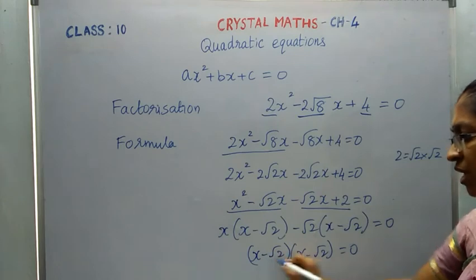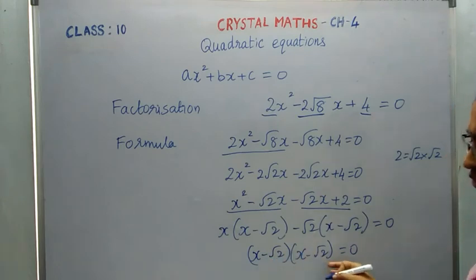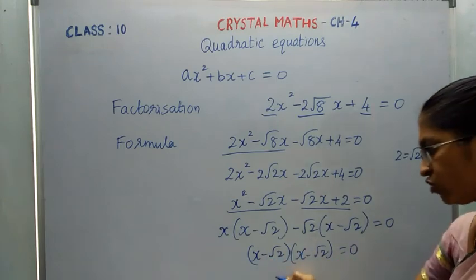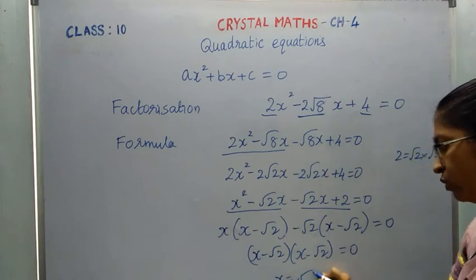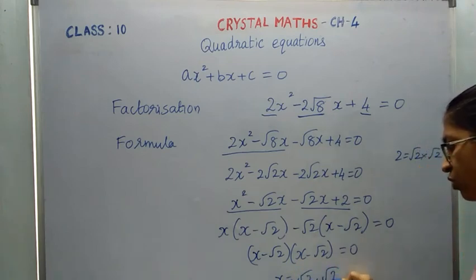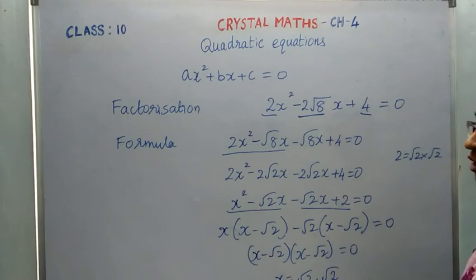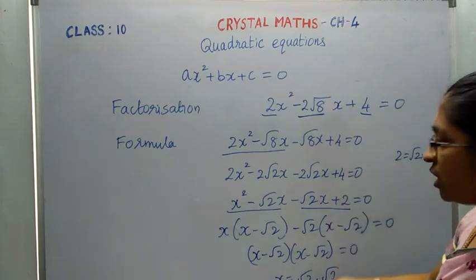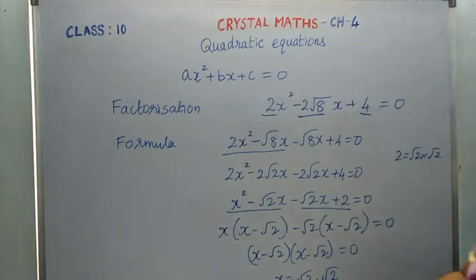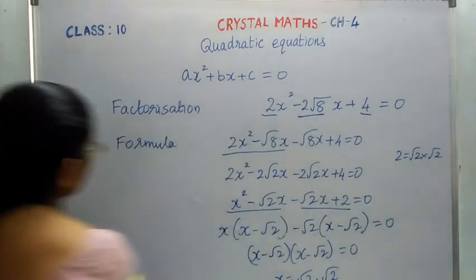It is nothing but both here, look here, both roots are equal over there. So, x is equal to root 2 and another root also root 2 only. So, this is the way we got the answer. Let us verify the same thing using formula.